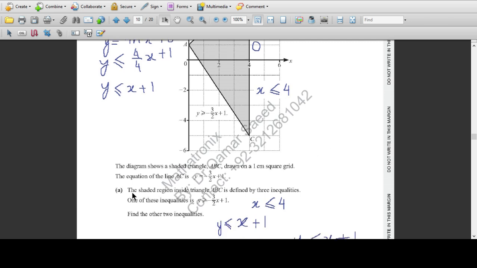So the shaded region inside the triangle ABC is defined by 3 inequalities. One inequality is already here. One of these inequalities is y is greater than or equal to minus 3 upon 2 x plus 1.